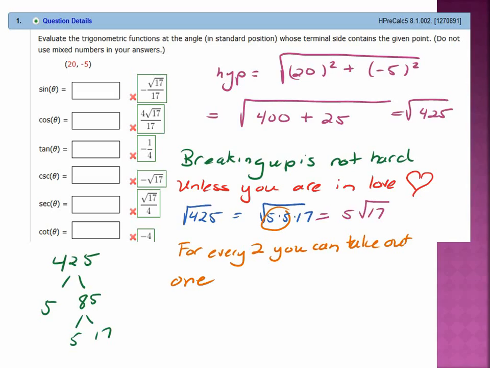You learn a lot about romance in math class, right? Cosine squared plus sine squared is 1. Wedding invitations, breaking up.